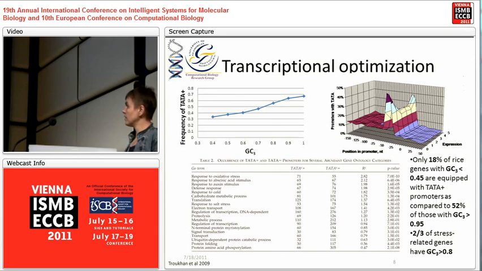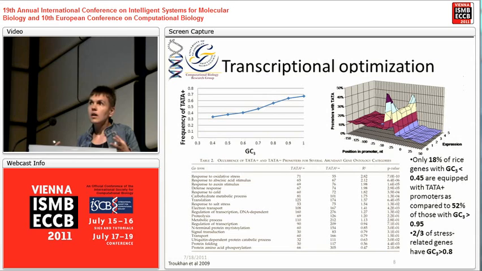And if you look at gene ontology categories and the relation between gene ontology and GC3, you find that two thirds of stress-related genes have GC3 above 0.8. So it looks like if genes are stress-related, there are two things that they harbor: they harbor TATA boxes, and there is also a drive towards having G and C in the third position in codons.